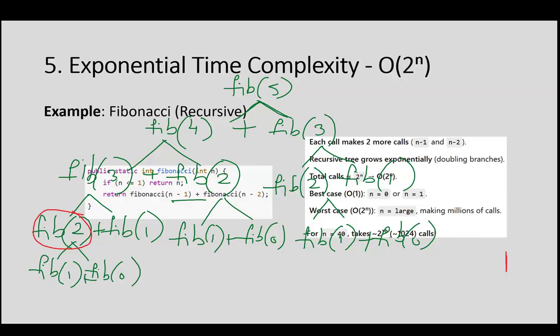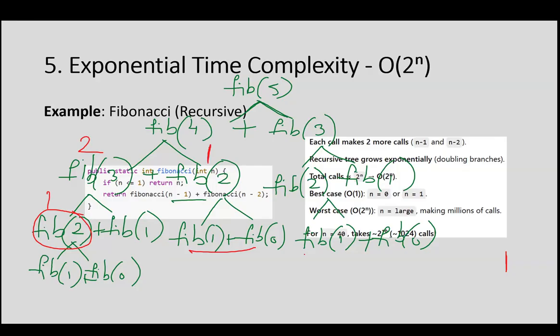Fib of 1 is 1 and fib of 0 is 0. So 0 plus 1 would be 1. And now this value is 1. So what is fib of 1? 1. So 1 plus 1 is 2. Okay, so hope that now fib of 3 becomes 2. Okay, and then here what value are we having? Fib of 1 plus fib of 0, which is nothing but 1. So here the fib of 2 becomes 1.